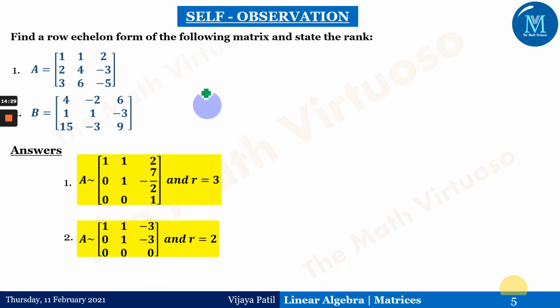Okay. Then this is a self-observation slide wherein 2 questions have been given to you. You have to find out the row echelon form. Answers have been given to you. You might get this a little different. It is completely dependent upon how you are performing. But I have just given it for reference. You might be getting this type of matrices for the row echelon form, and the ranks are 3 and 2.